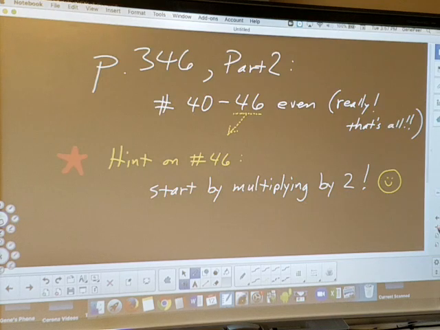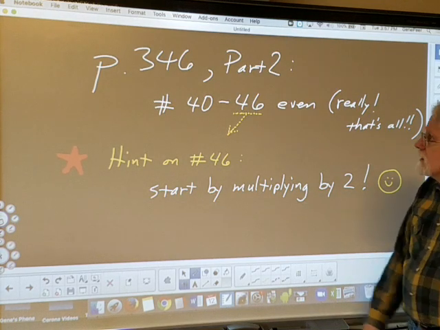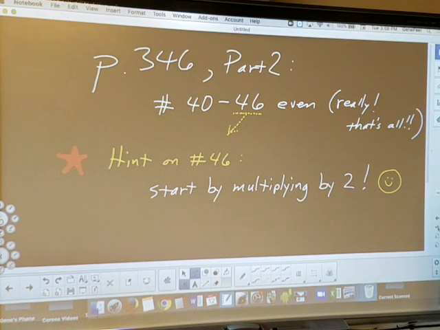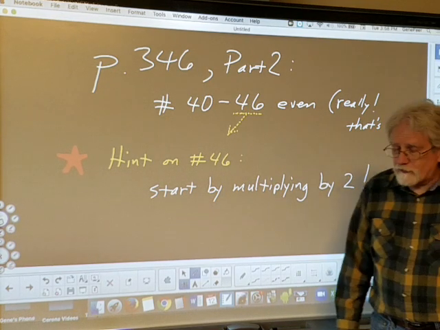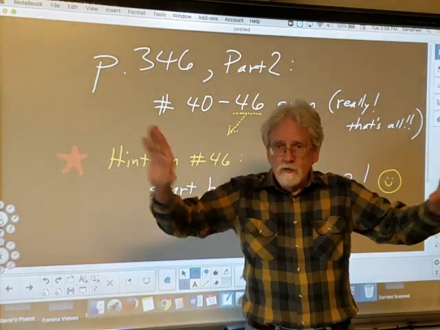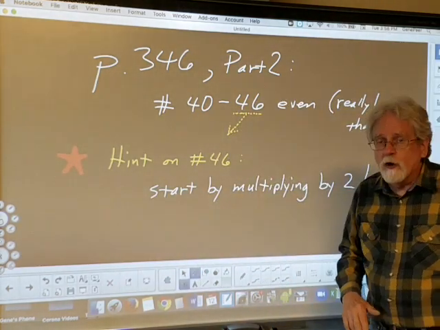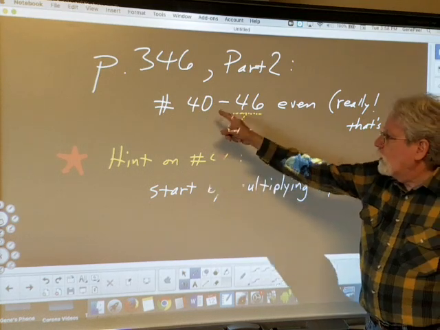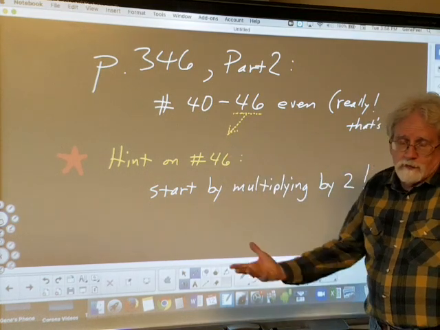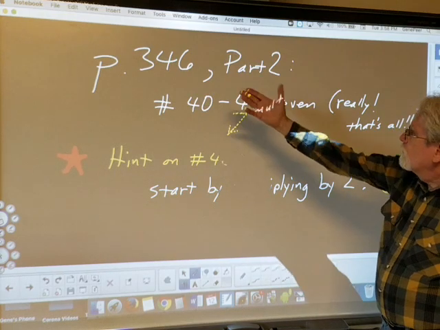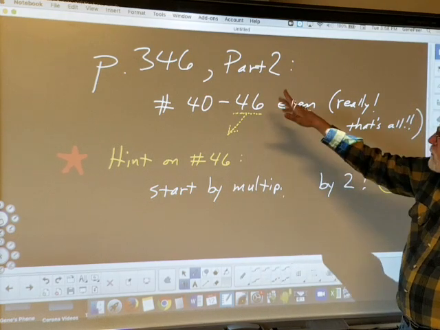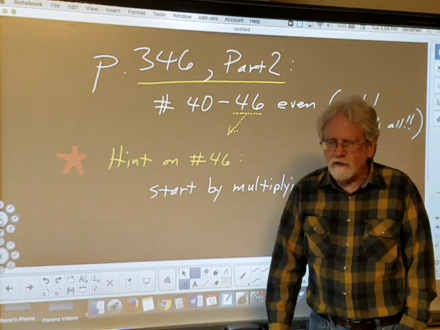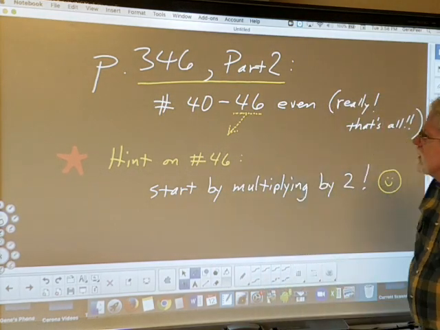Okay, and that brings us to the assignment. Yeah, 4 measly problems. It would have been more problems than that, except for the fact that I decided to take this section and break it into 2 parts. That's why this half of the assignment is so short. It's not because they're super hard, it's because it's just a short assignment. 346 part 2. Please, when you turn this in, designate it as being page 346 part 2. That makes it much easier for me to sort these things out.